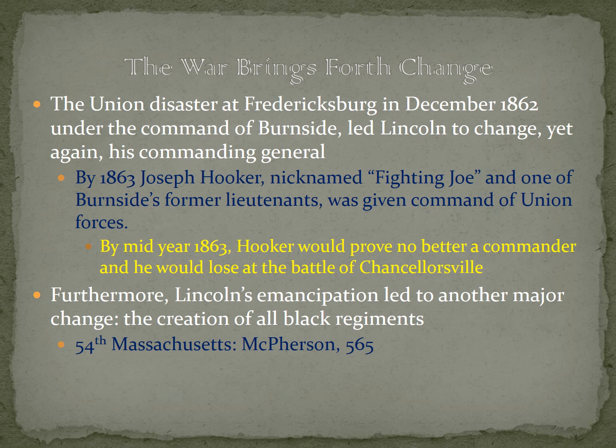All right, having watched that video on Antietam, let's now move on. It says the Union disaster at Fredericksburg, which you might recall I mentioned earlier with respects to Ambrose E. Burnside. It says the Union disaster at Fredericksburg in December 1862 under the command of Burnside led Lincoln to change yet again his commanding general. By 1863, Joseph Hooker, nicknamed Fighting Joe, and one of Burnside's former lieutenants, was given command of Union forces. By mid-year 1863, Hooker would prove no better a commander, and he would lose at the Battle of Chancellorsville. Okay, so that's another major change that happens. We're going to continue to change generals.